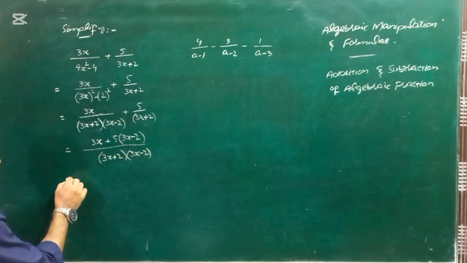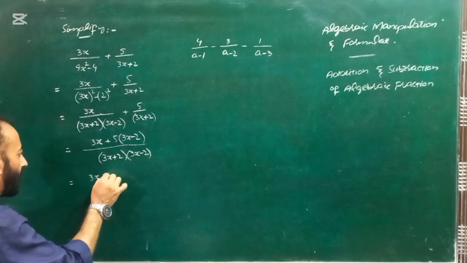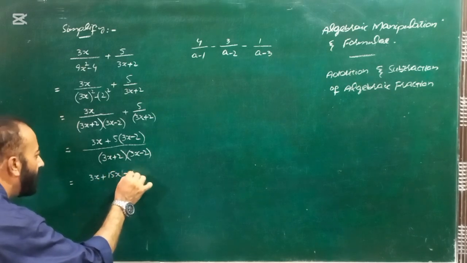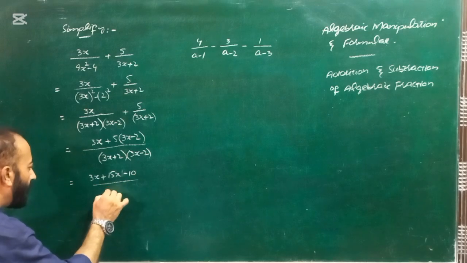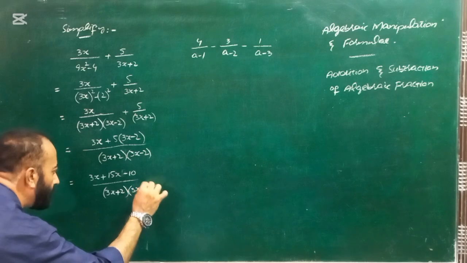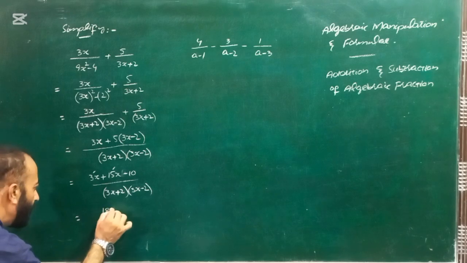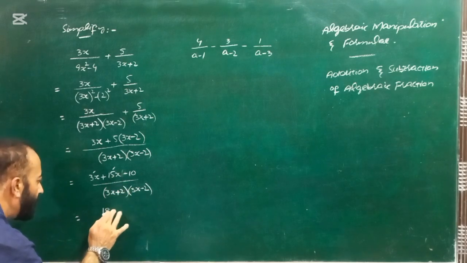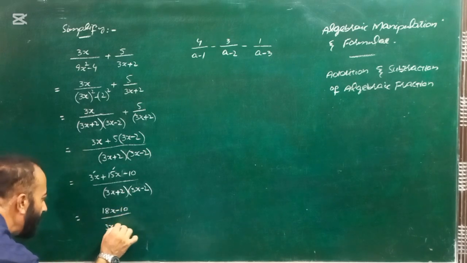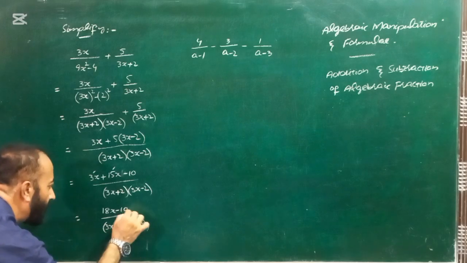So now you have to simplify this one. So things will become 3x, this 5 will be multiplied inside, so 15x minus 10 over 3x plus 2 into 3x minus 2 as it is. And the very final step is 3x plus 15x is 18x, this minus 10 is as it is, and the denominator is also as it is, that is 3x plus 2 into 3x minus 2. So this is the answer of this question.